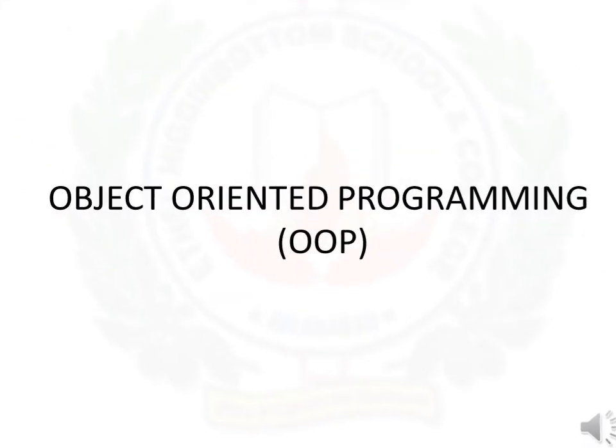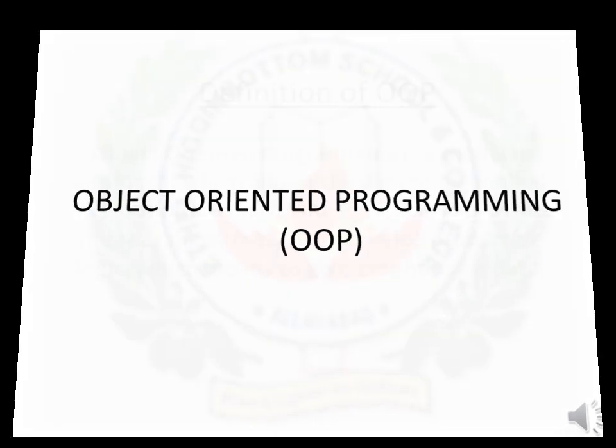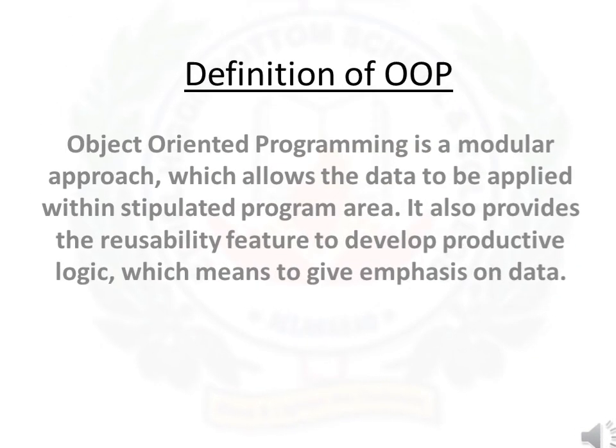Next is object-oriented programming. It is otherwise called OOP. The definition of object-oriented programming is: object-oriented programming is a modular approach which allows the data to be applied within stipulated program area. It also provides the reusability feature to develop productive logic, which means to give emphasis on data.